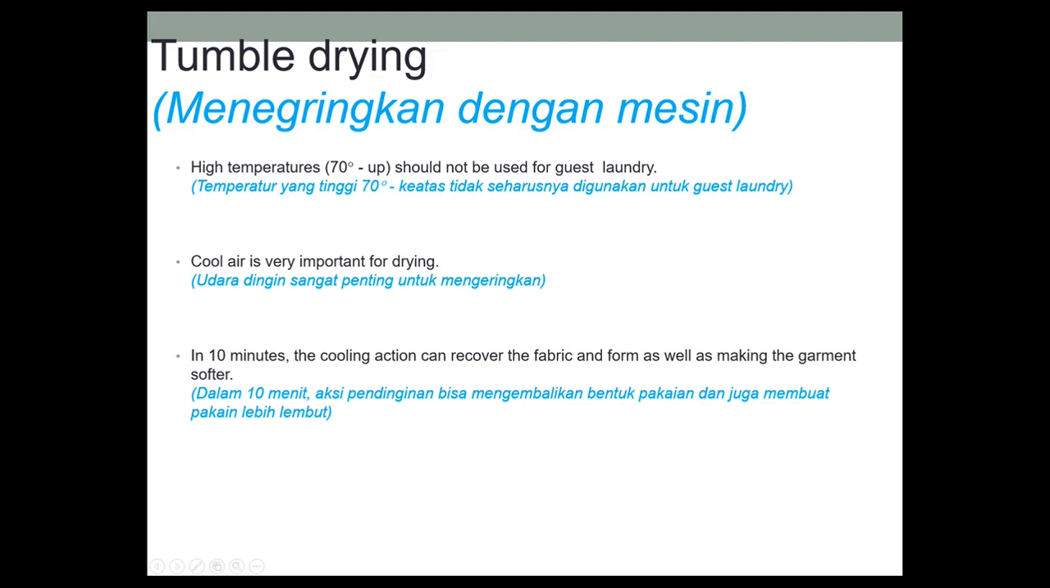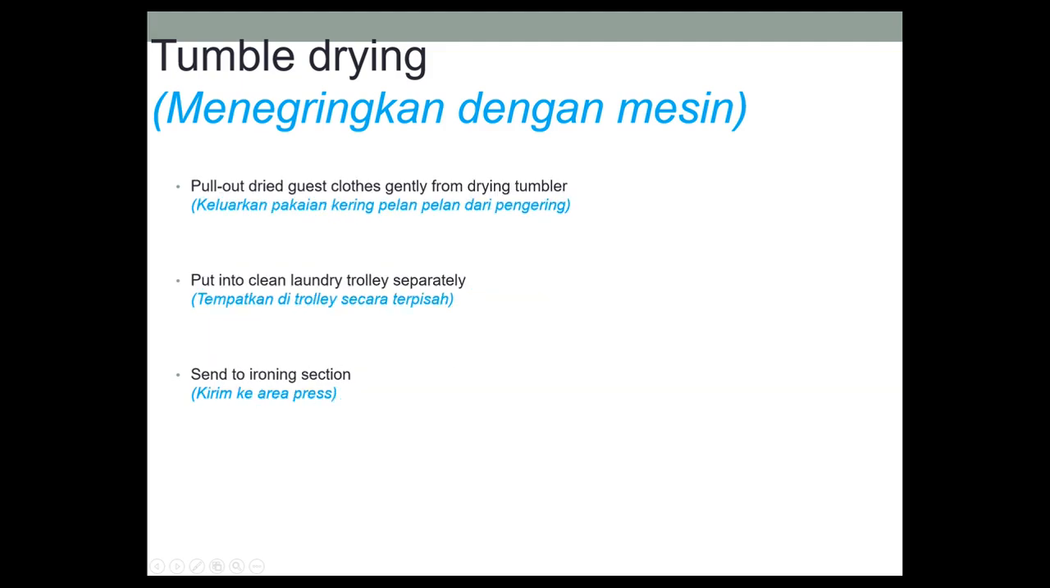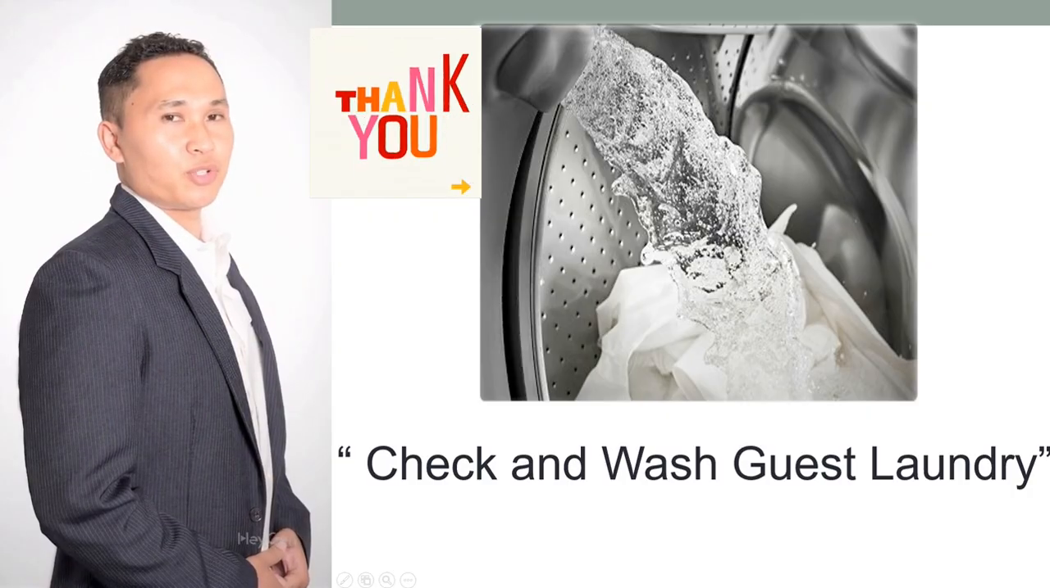Cool air is very important for drying. In 10 minutes, the cooling action can recover the fabric and form as well as making the garment softer. Pull out dried guest clothes gently from drying tumbler. Put into clean laundry trolley separately. Send to ironing section. Let us continue to the next session.